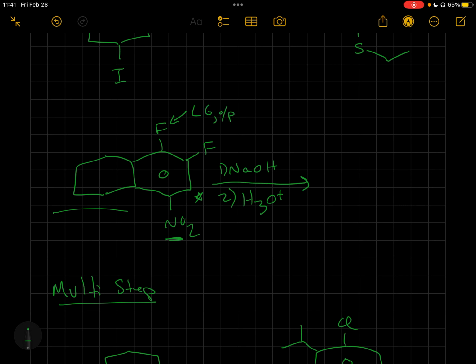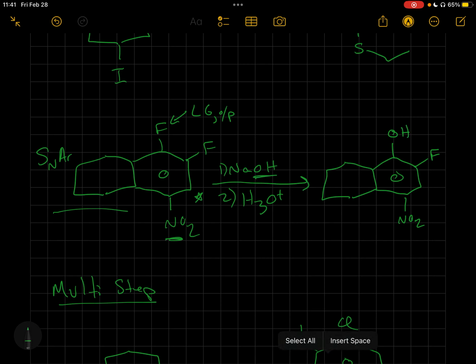So this actually qualifies as a nucleophilic aromatic substitution reaction. Nothing happens with our cyclohexane, like I said, so we can draw it in. Our nitro group stays in place. Nothing happens with the meta fluorine. And we can draw our substitution for the hydroxide, substituting in for the fluorine. And that's going to be our product.